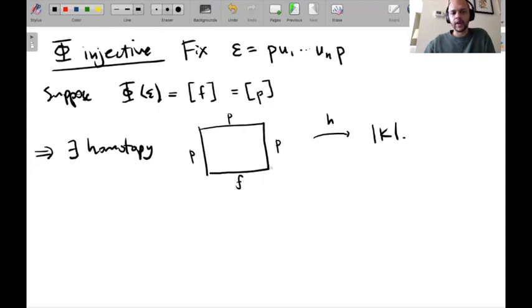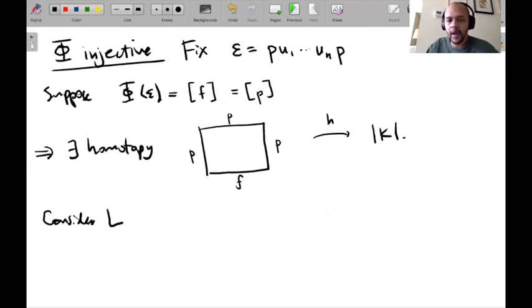It's a homotopy between F and the constant map. Okay, and so now let's consider L, which will be a simplicial structure. So ultimately what we want to show is that this edge loop is equivalent to the constant loop.